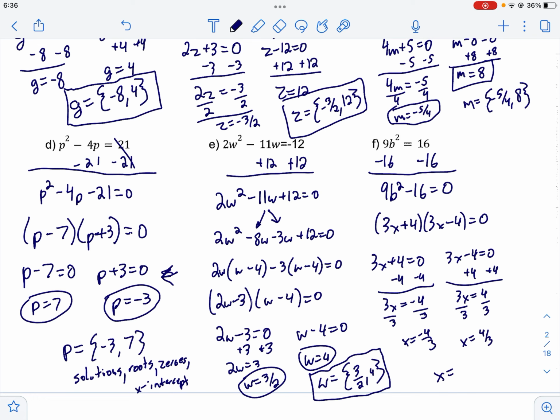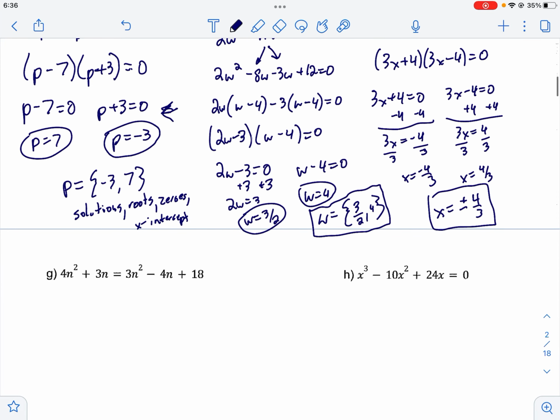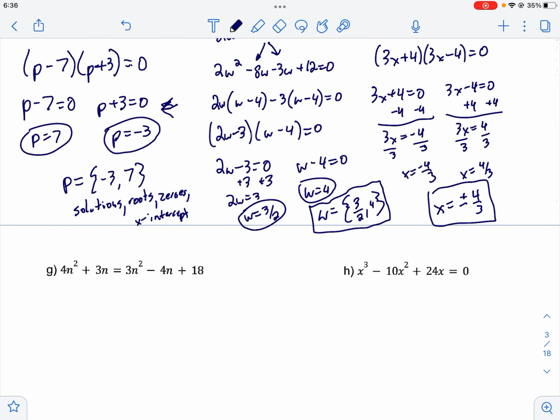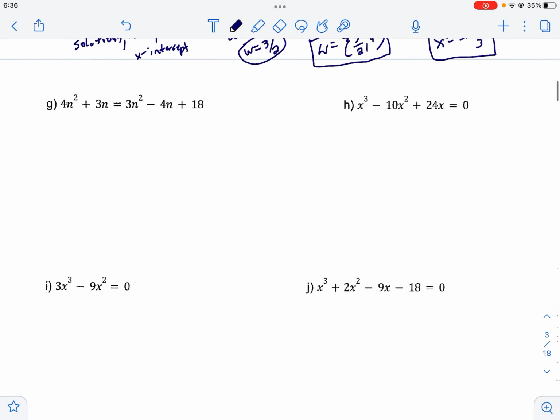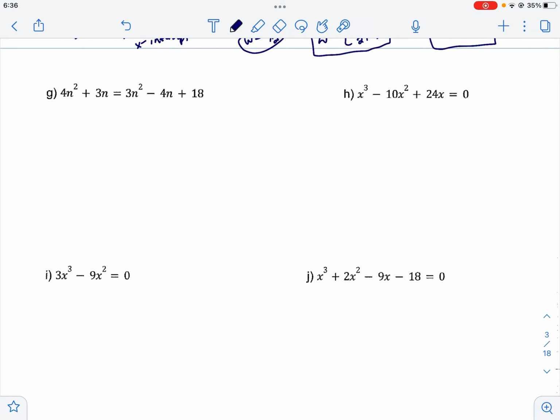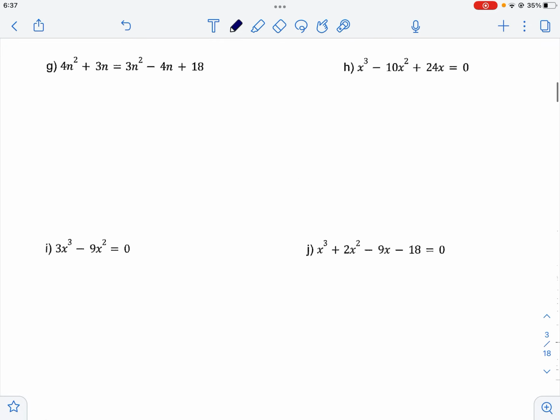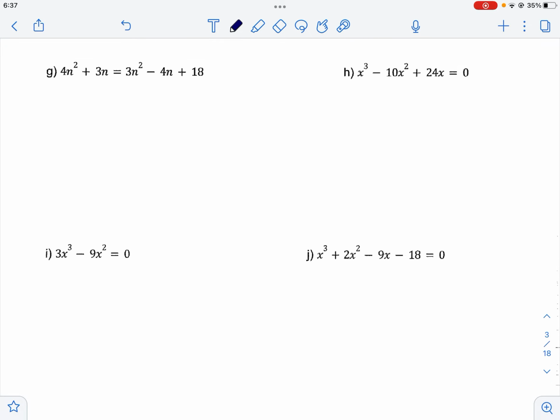When you write your answer for something like that, it's appropriate and okay to write x equals plus or minus 4/3. You could write them separately, saying x equals negative 4/3 and x equals positive 4/3. Really, whatever works best for you. All right, go ahead and try the next page, G, H, I, J. And I'll put the answer to all of those as a PDF inside of Google Classroom. And you can check your work on each.